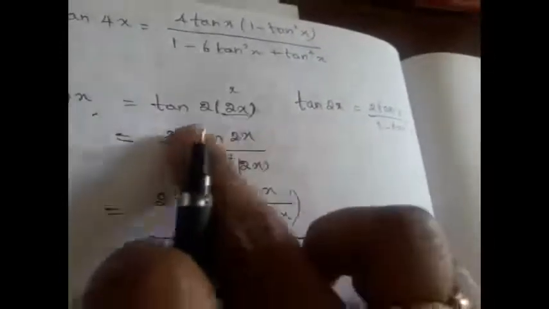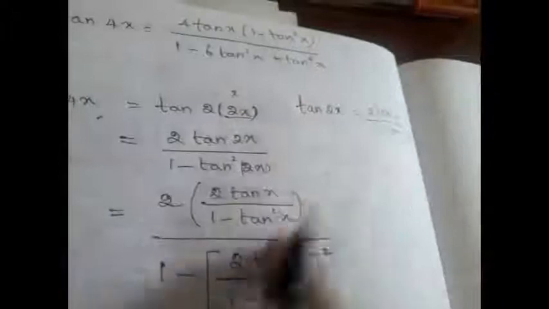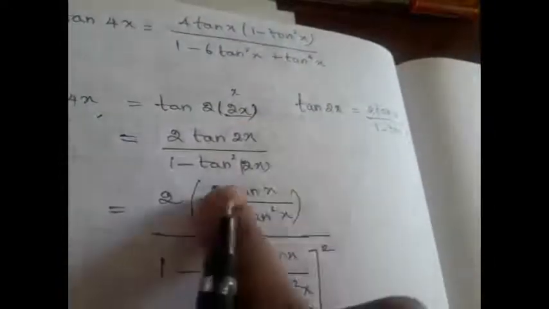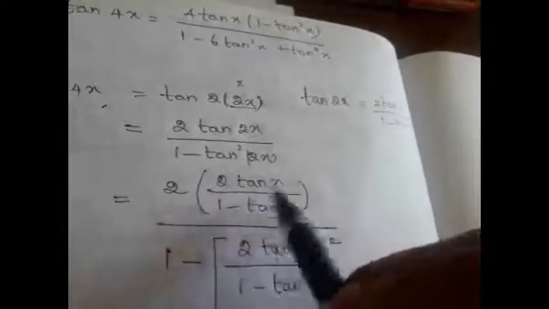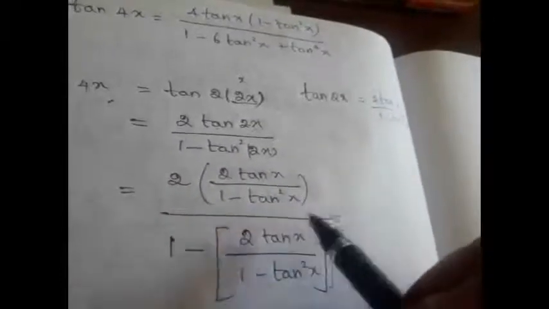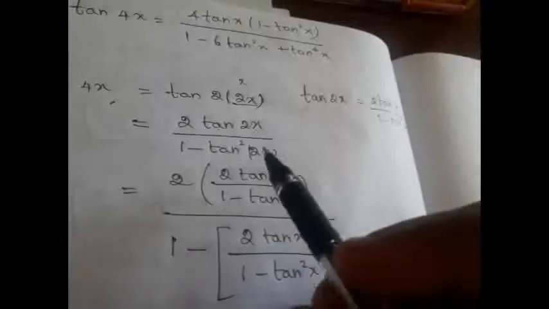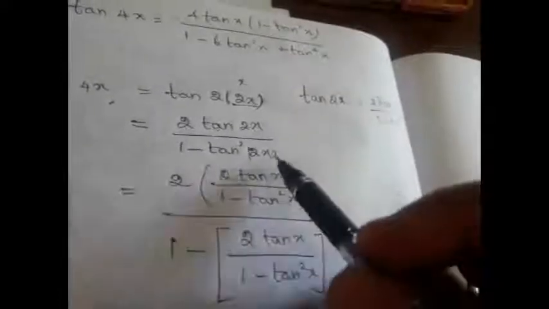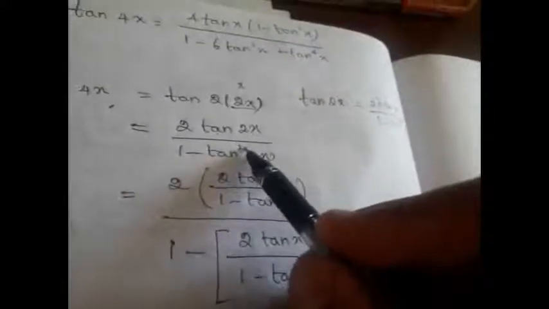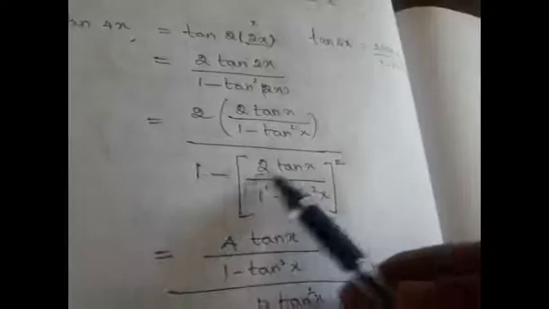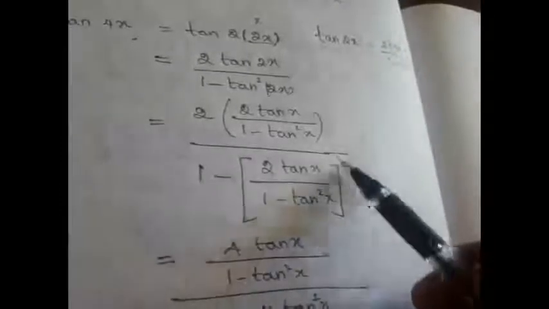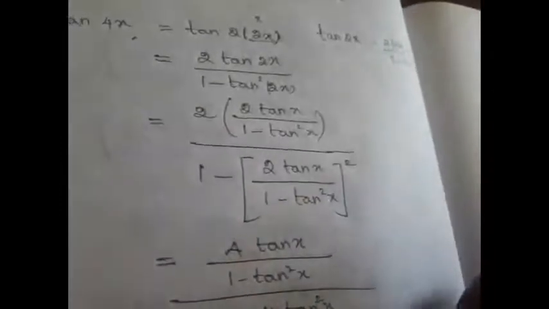Again if you see, this is tan 2a. Again apply the same formula. This will become 2 tan x. In the place of 2x now it is x only. So 2 tan x divided by 1 minus tan square x, divided by 1 minus, we know the square of a trigonometric function we will express here only. Tan square 2x is nothing but tan 2x the whole square. So again tan 2x formula, 2 tan x divided by 1 minus tan square x, the whole square, right?